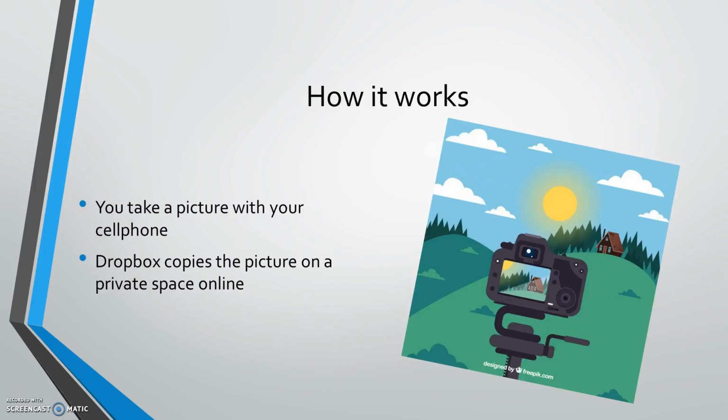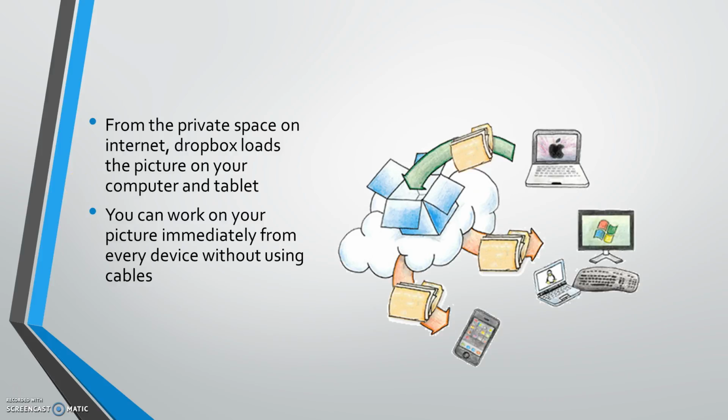How does it work? You take a picture with your cell phone, for example. That is now the easiest way to do it. And Dropbox copies the picture on a private space online, on the web. A private space that only you can access and only you can decide whether to share or keep private. From the private space on the internet, Dropbox loads the picture on your computer and tablet at the same time. This way you can work on your picture immediately from every device without using cables. So it's something that Dropbox does for you immediately.